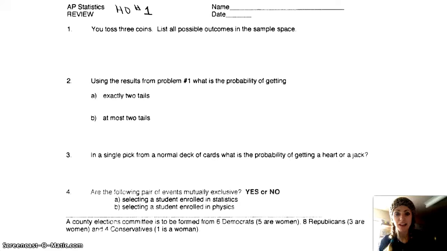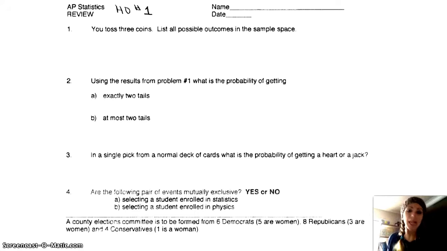Today I'm going to be going over the Chapter 5 review. So Chapter 5 is the first chapter of probability, about the basic probability rules, what to do when things are mutually exclusive, what it means to be independent events, and just how to calculate basic probability.